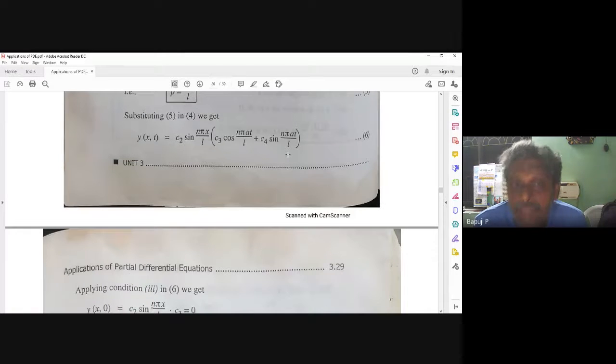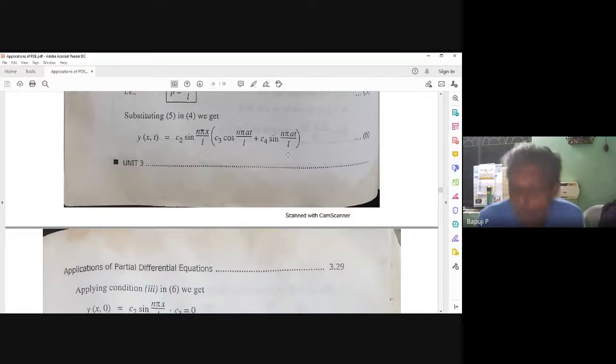No. In this equation y of x comma t, this is the equation I have with me: C2 sin n pi x by L, C3 cos n pi a t by L, C4 sin n pi a t by L. If t is equal to 0, what will happen? C3 into 1 will remain, C4 will go off. So C3 C2 sin n pi x by L. Now which is 0? Again same story. C2 cannot be 0, sin n pi x by L cannot be 0, so C3 is 0. Third condition, tell me.